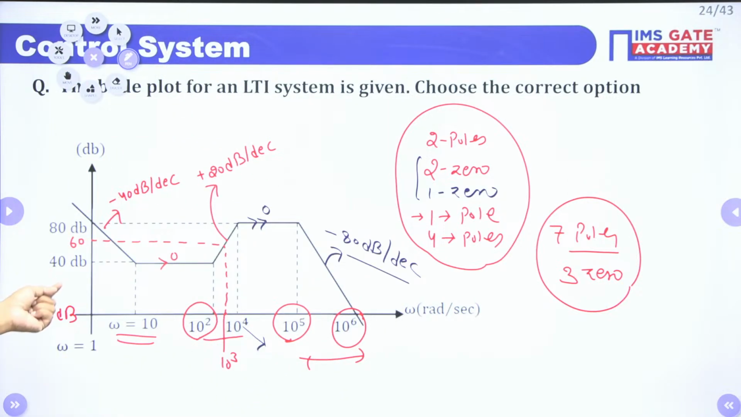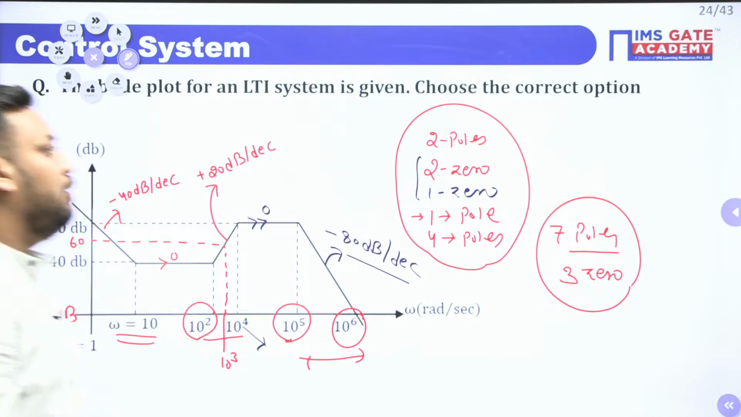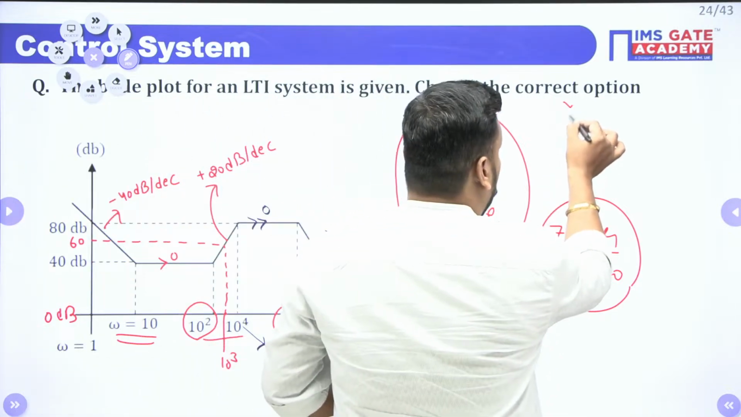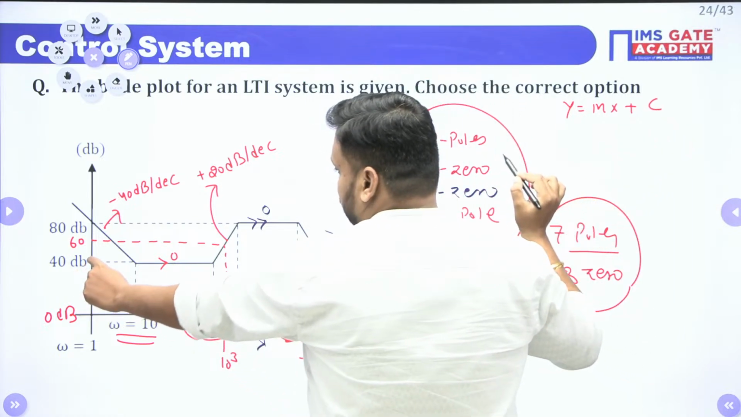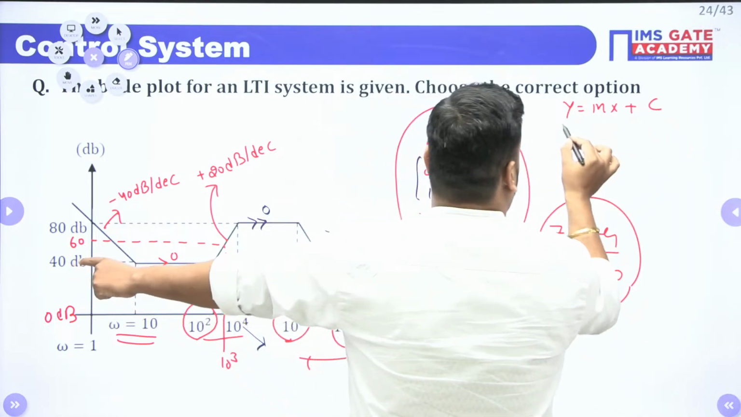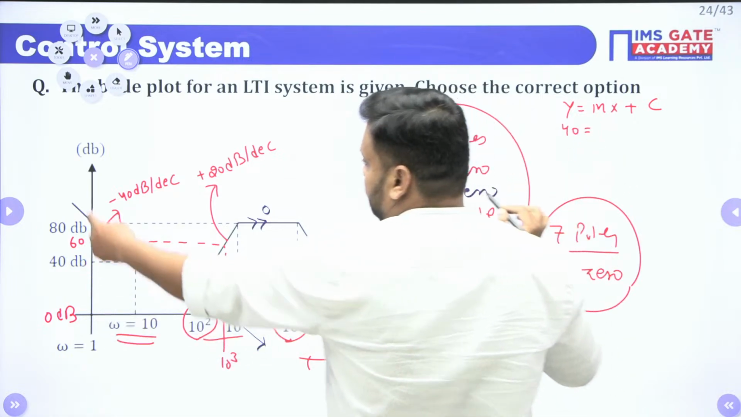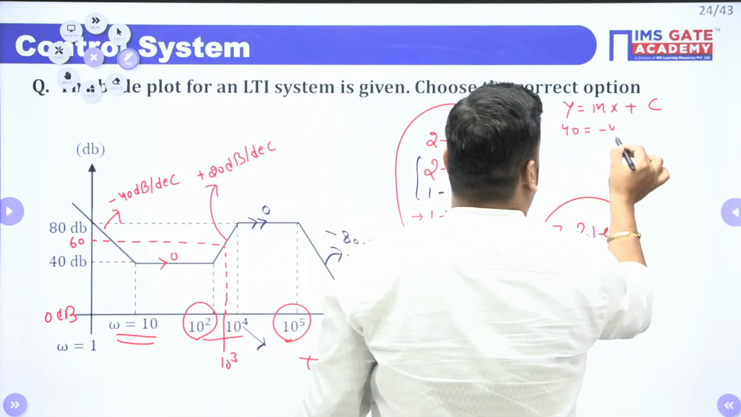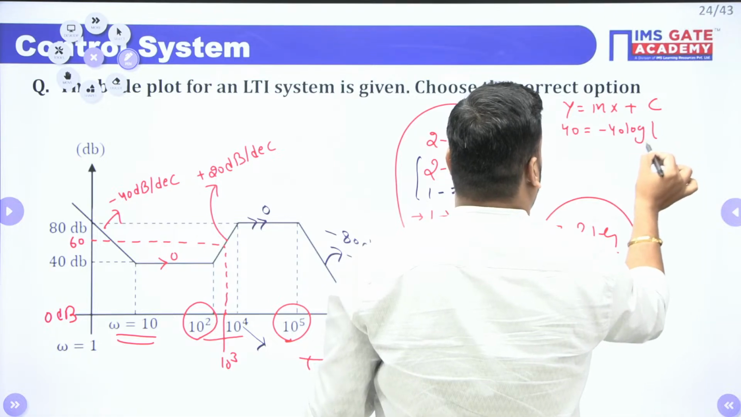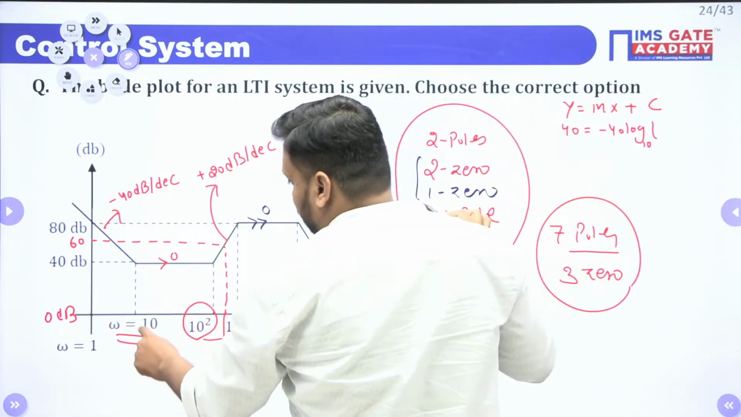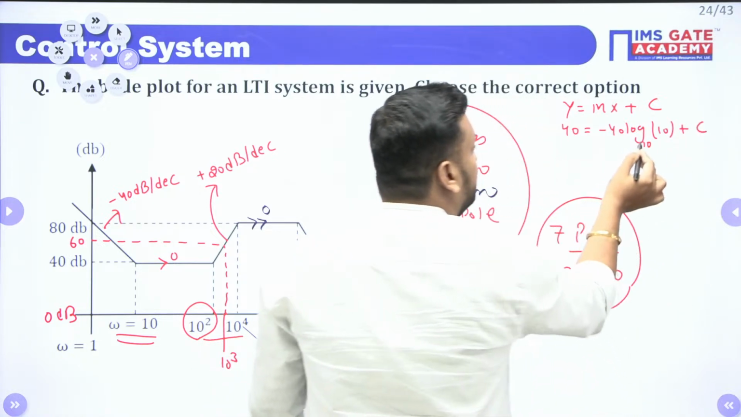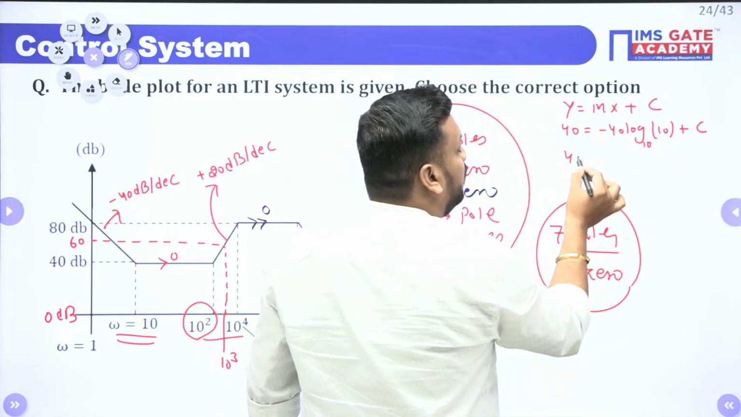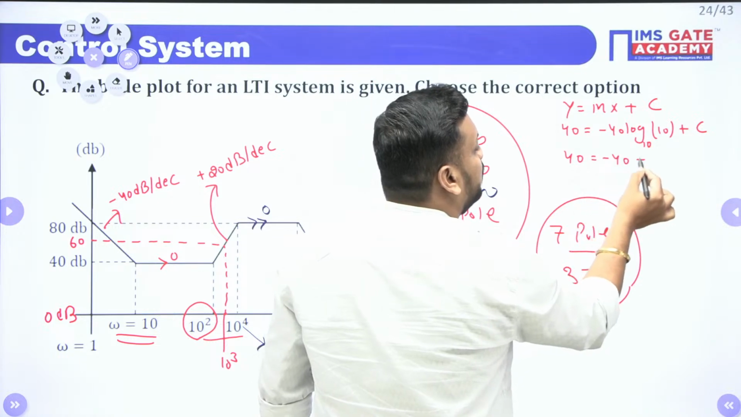Now student, tell me what is the value of K. To find the value of gain K, you should use the formula y equal to mx plus c. If I apply this y equal to mx plus c, you have to check the y value. This dot gets y value 40 dB. This initial slope is minus 40, so minus 40 log of 10, because omega equal to 10, plus c. What is log 10? 1 only. So it will be 40 equal to minus 40 plus c.